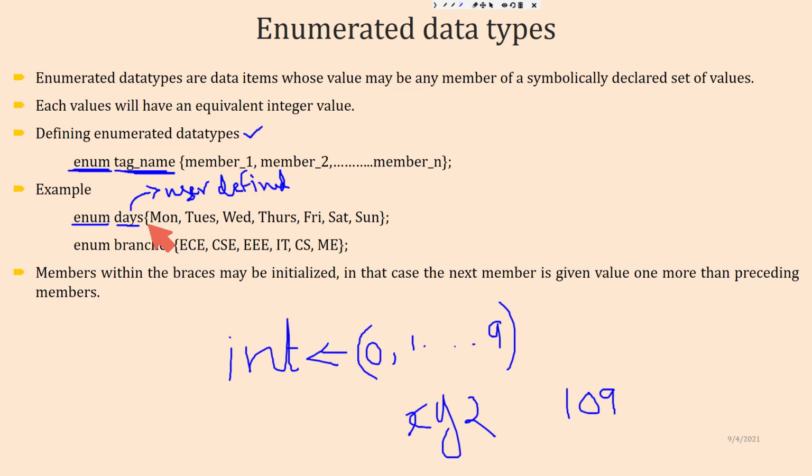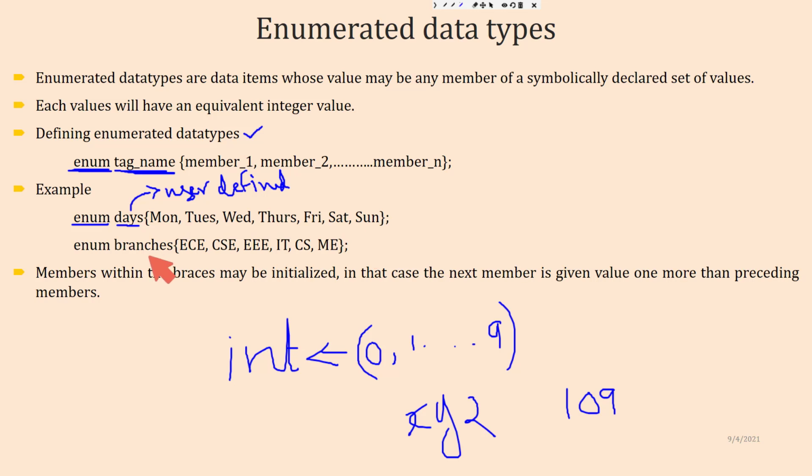Similarly, here we can't take any combination. Here days can have 7 different values. It will be Monday or Tuesday or Wednesday or Thursday or Friday, Saturday or Sunday. So if we declare days as a data type, it can take either one of these values.